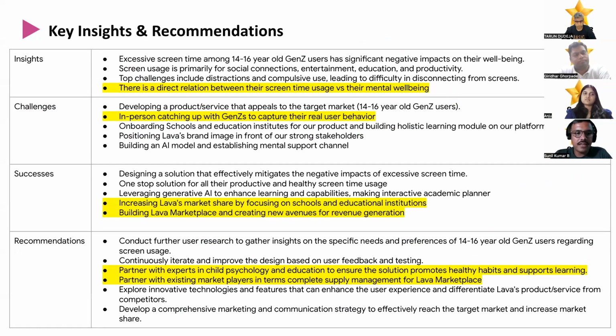Some of the key insights and recommendations, I won't read out everything. There is some very helpful information highlighted in yellow. There is a direct relationship between screen time and mental well-being. The challenge we faced, which is a known fact, was that it was difficult to do in-person catch-ups with Gen Zs to capture real behavior, so there is scope for future improvements. A success Lava can measure is increasing market share by focusing on schools and education, because it's going to provide a one-stop solution for learning and create a holistic module. One more success criterion for Lava is the Lava marketplace, which my colleague Anju highlighted during the prototype. This is going to add a revenue generation module.